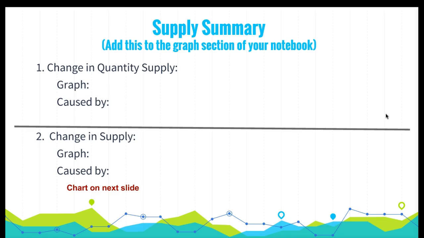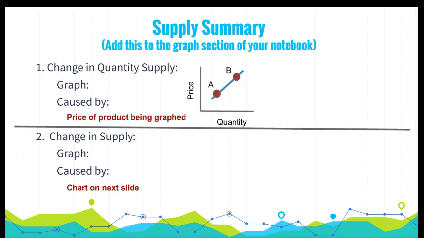Okay, hopefully for the graph for change in quantity supplied, you drew the A to B, and it's caused by the price of the product being graphed. Keep in mind that this is the price of the item that we're going to sell. For example, if we're talking about gasoline, we're talking about the price of gasoline that we're selling, not the price of oil. You'll understand in a minute why that's important.